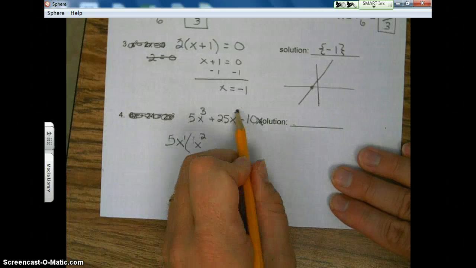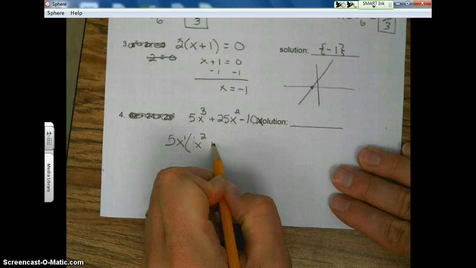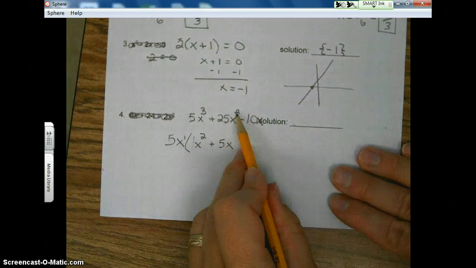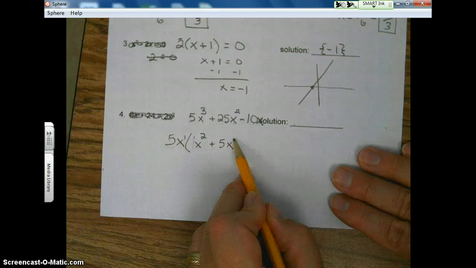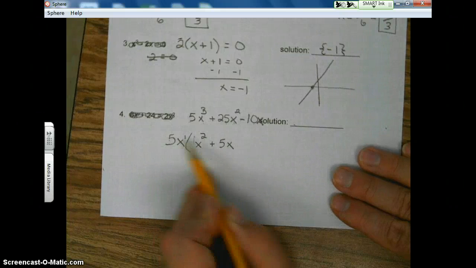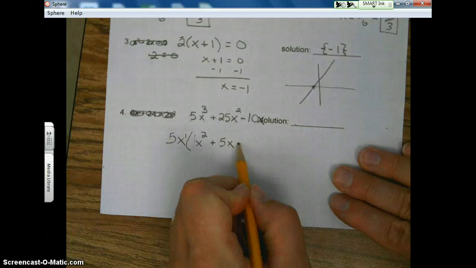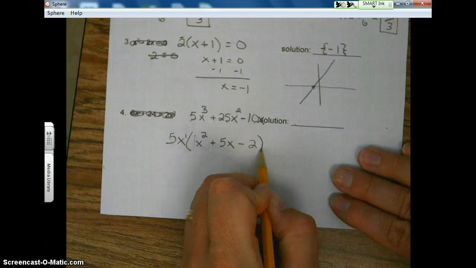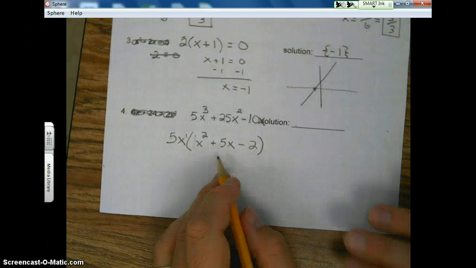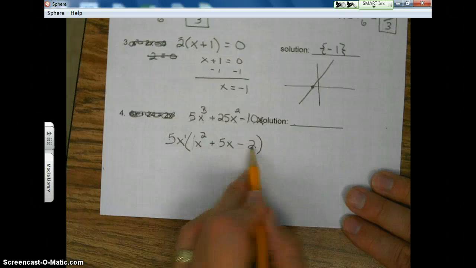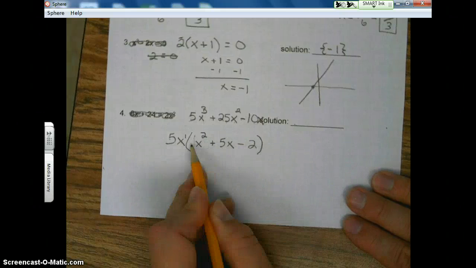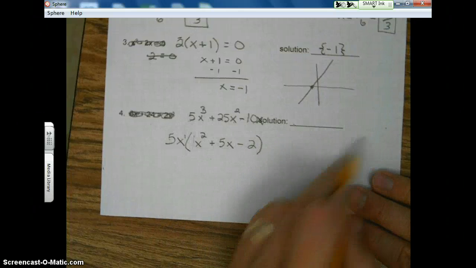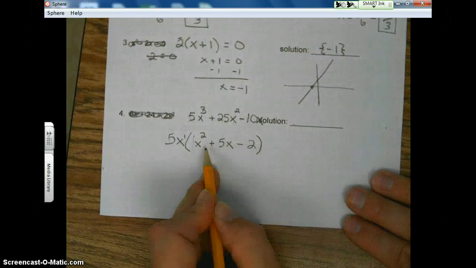Okay, 25x squared divided by 5x is 5x. 2 minus 1 is 1. 25 divided by 5 is 5. Okay, and then 10x divided by 5x is just 2. Okay, so if I try to factor this, this is a no-go. Cannot factor this. You can try to do the x factor on this, but it will not work.